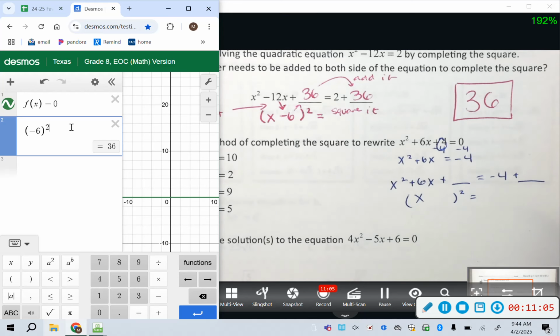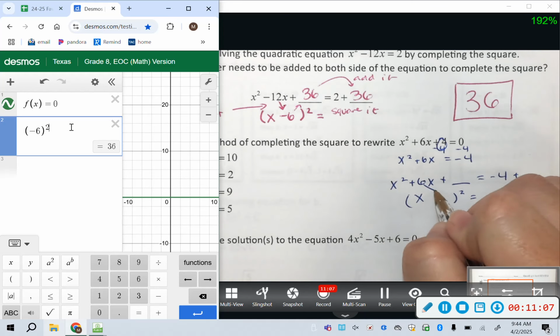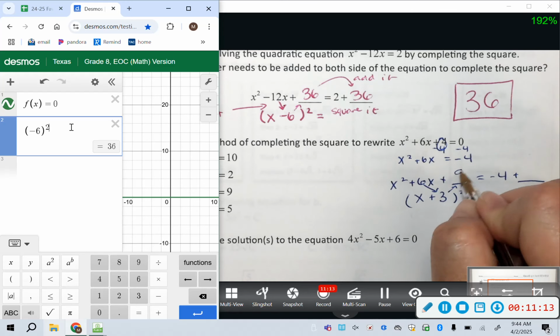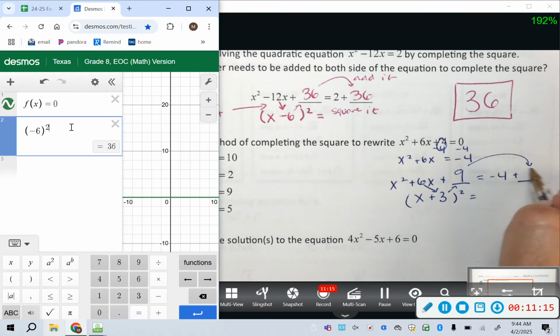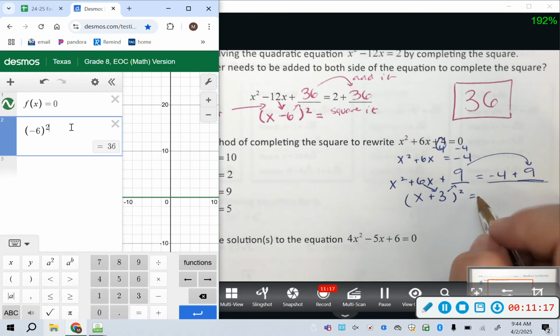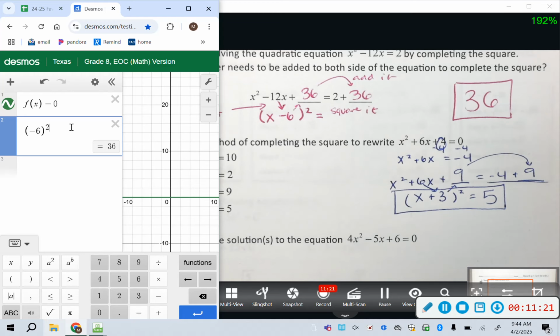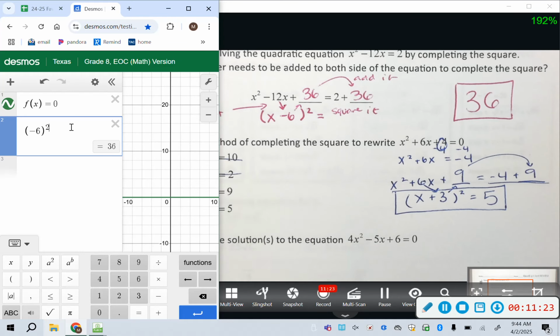So remember, we half it. So half of positive 6 is positive 3. We square it. 3 squared is 9. We add it. And so negative 4 plus 9 is 5. This is my answer. So x plus 3, those are plus 6, so those are wrong, equals 5 is D.